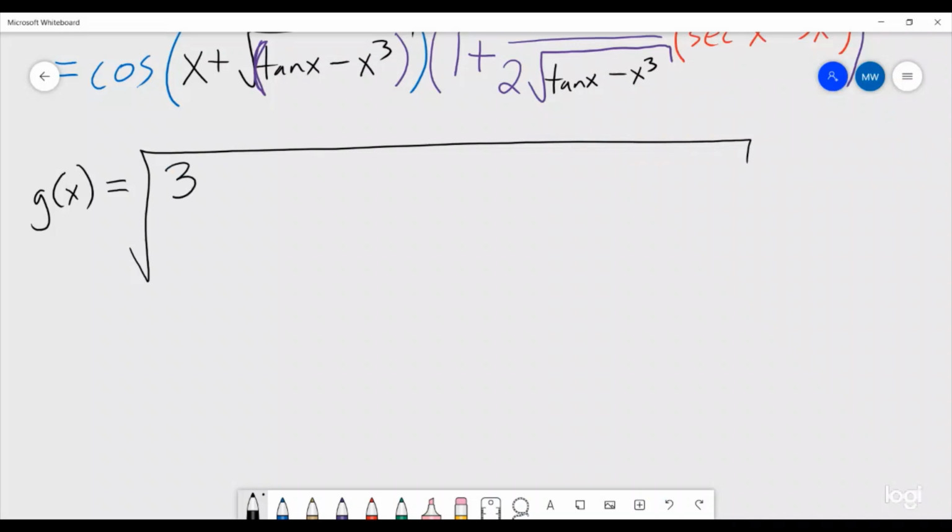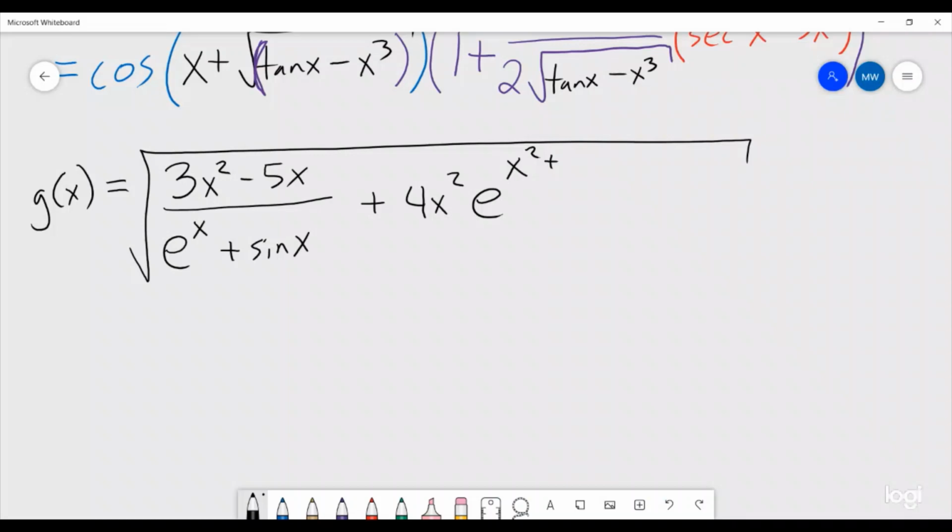So the square root of 3x squared minus 5x divided by e to the x plus sine x plus 4x squared e to the x squared plus 3 tangent x. I guess I didn't need quite, let's just add a plus 7 at the end. Plus 7 raised to the 5th. Okay. Tackle this problem.